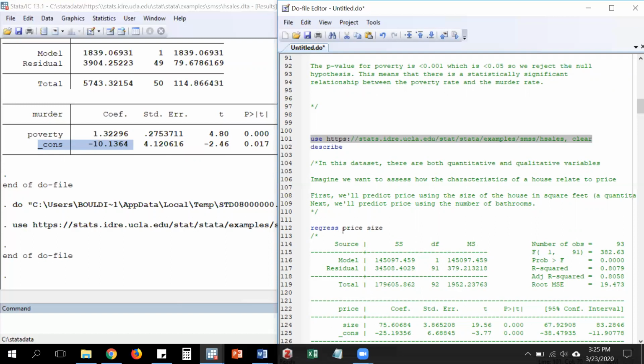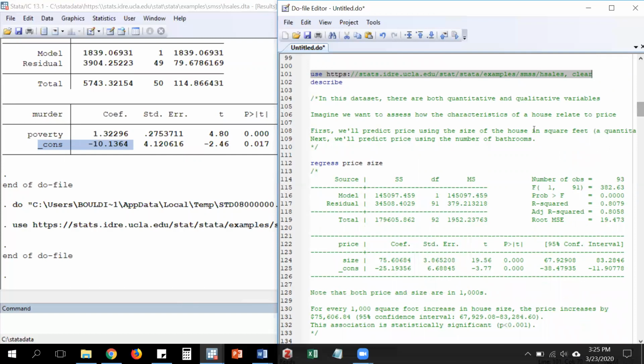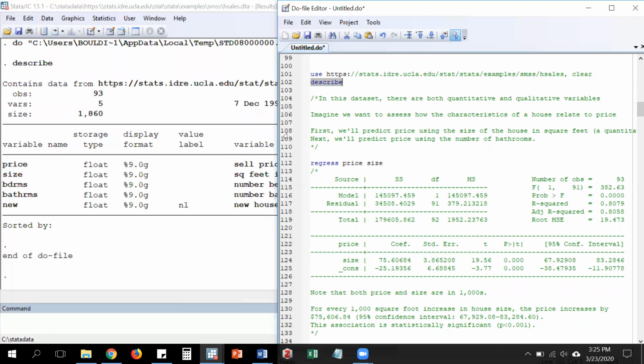So you could do it on your own, maybe delete the part of the code where I give you the output, just so you can make sure you understand both how to run it and then how to interpret the results. But let's use this home sales data set, and I'll describe that as well.